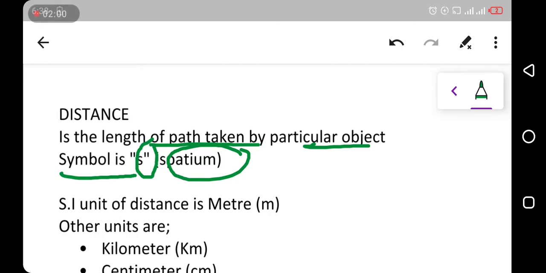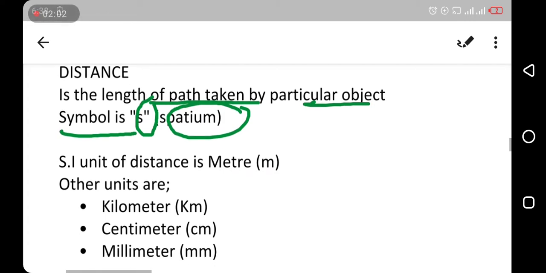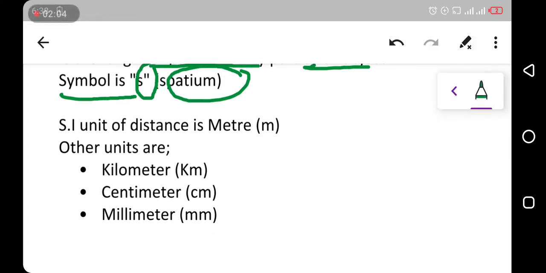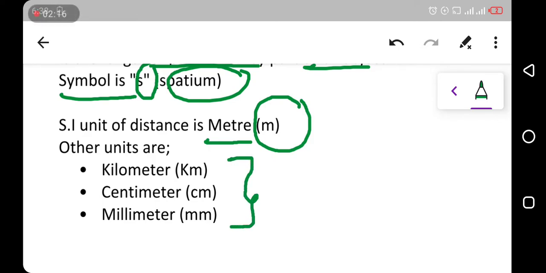Another thing is the SI unit of distance. The SI unit of distance is the meter, and the symbol is small letter m. We have other units of distance: kilometer, centimeter, and millimeter.